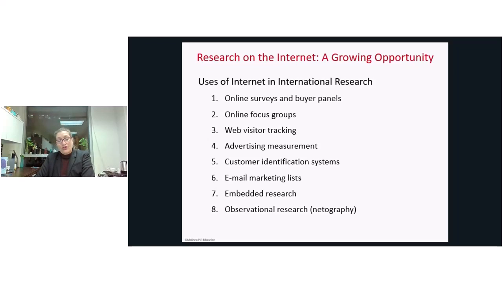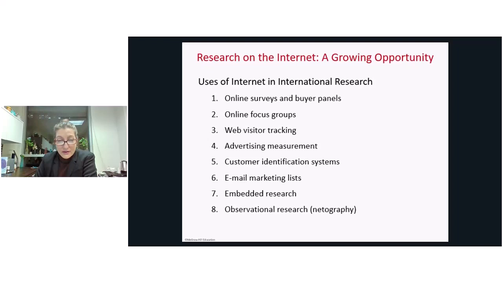Much research has shifted to the online context. We can do online surveys, online focus groups. We can track web visitor behavioral patterns. We can get direct measures on advertising that goes out online.